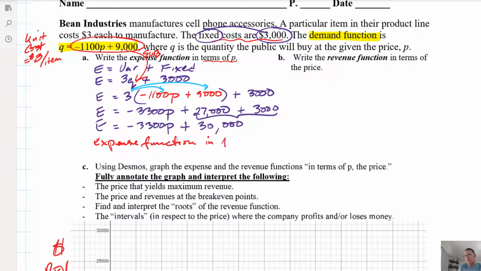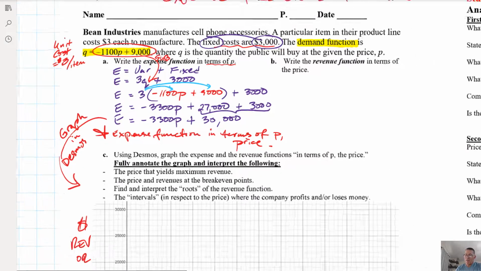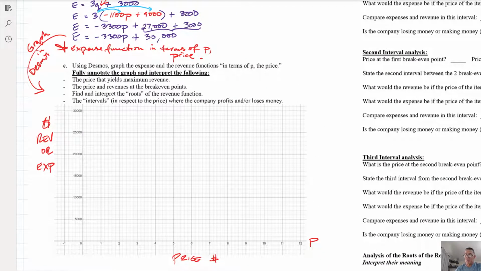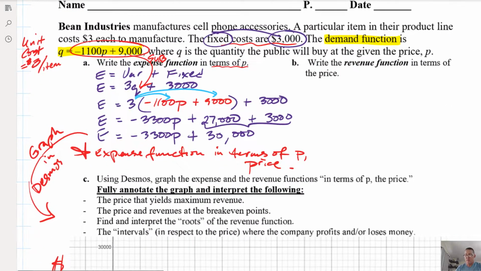In terms of P, which is called the price. Okay, so that is our first main graph, and we're going to graph this. We're going to take this function down here and graph it here using DESMOS, and now you guys are going to sketch it on your paper after using DESMOS. It's not going to be that hard because DESMOS gives you all the critical points, like the maximums, the roots, and all that kind of stuff. So it's going to be a lot easier than you think.